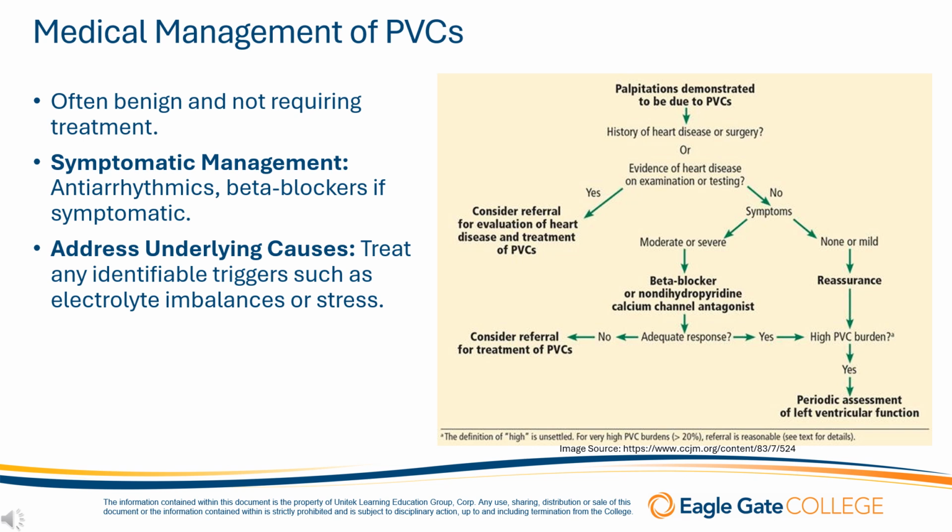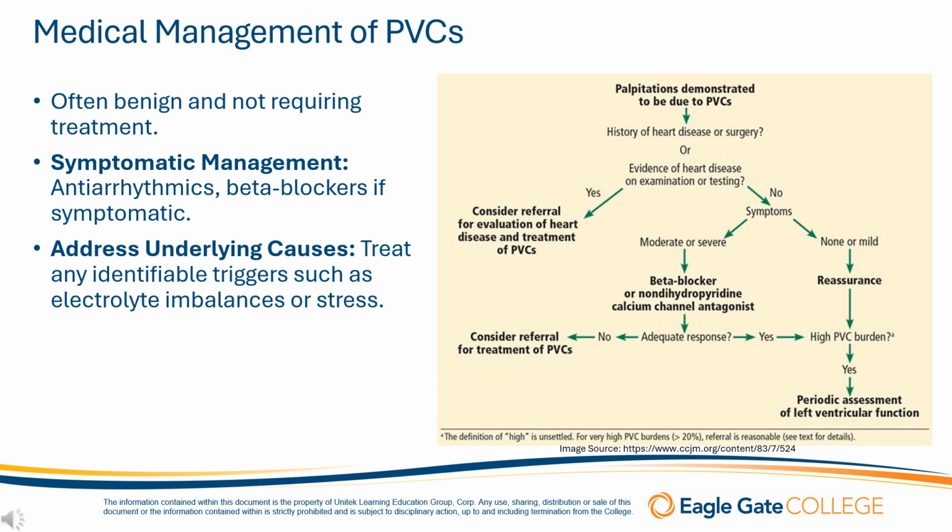These medications work by stabilizing the cardiac membrane and reducing the occurrence of premature beats. Common antiarrhythmics used for PVCs include drugs like amiodarone. These medications should be prescribed and monitored by a cardiologist due to potential side effects and the need for careful dosage adjustments. Beta blockers, such as metoprolol or atenolol, are often used to manage symptomatic PVCs.